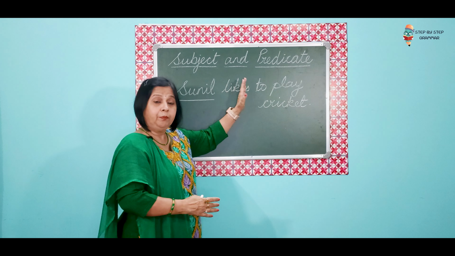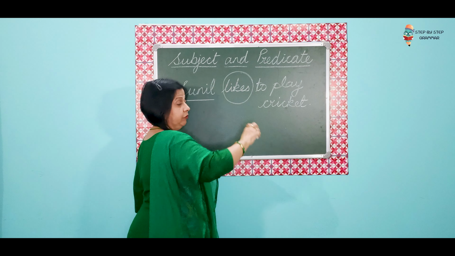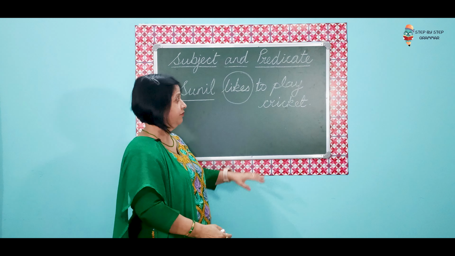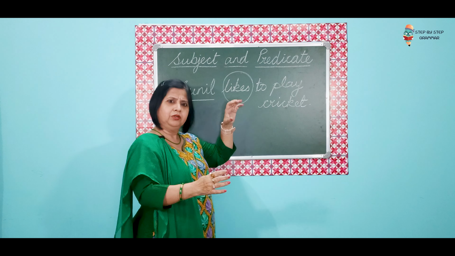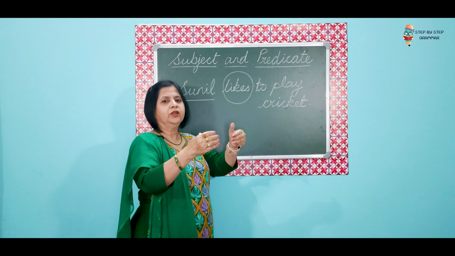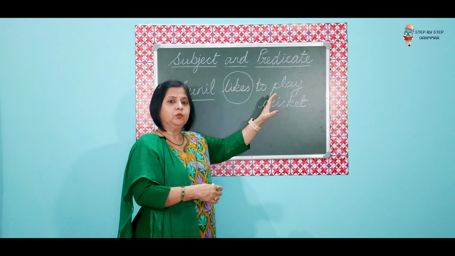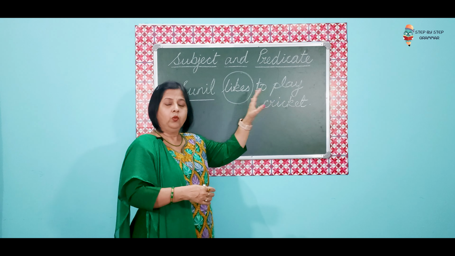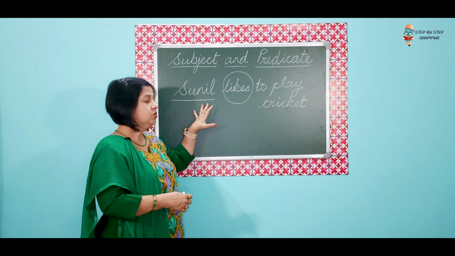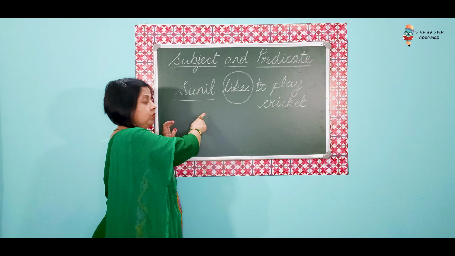Okay? So, the predicate part also contains the verb. We will be going into the details of the verb afterwards. But as of now, doing words are what we call verbs, or whatever something is, that is also a verb. So here, likes to play cricket. Now, when we spoke about Sunil, only one person, the subject contains only one word.